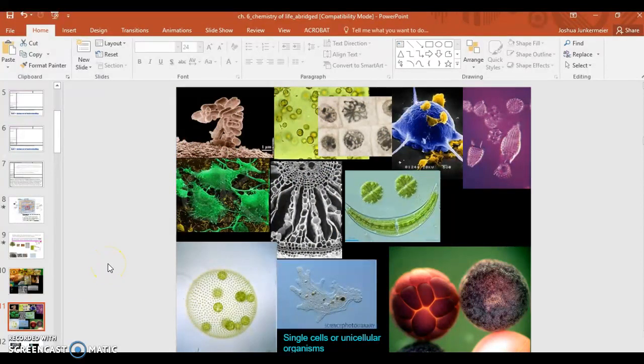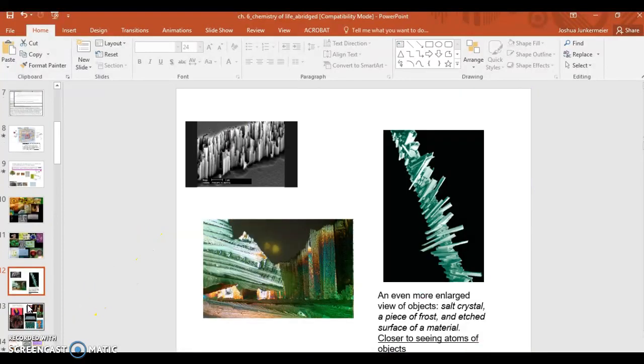Slide 11, we zoom in even closer, and these start showing cellular or single-celled organisms. See if you can figure out what some of these are, but these are different forms of single-celled organisms, zoomed in with different technologies, special microscopes that allow you to see even single cells. Slide 12 goes even further, and you can start seeing even smaller than the cellular level of materials. You can see how molecules start forming individual structures, like in this piece of frost.